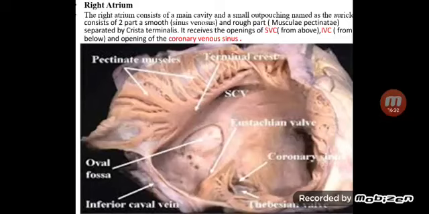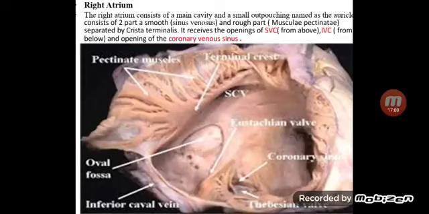What are the other orifices in the right atrium? The right atrioventricular orifice, that's guarded by the tricuspid valve. It lies anterior to the inferior vena cava. There are other small orifices. These are just small veins. They drain the wall of the heart and they open directly into the cavity of the right atrium. Small veins.